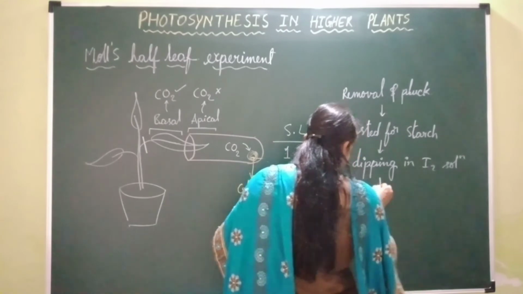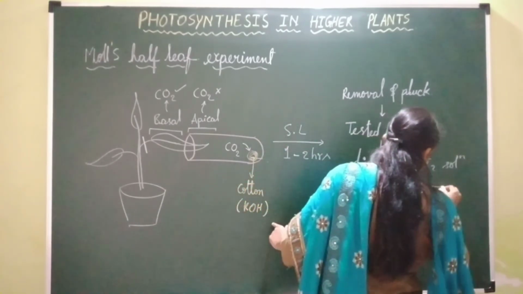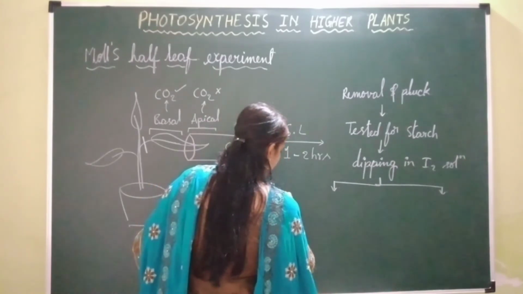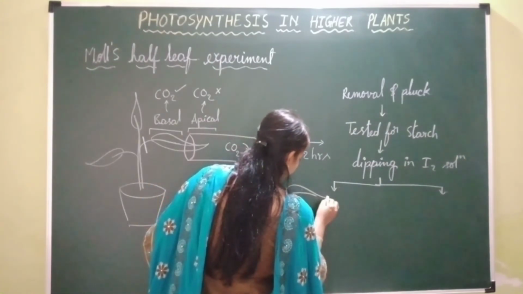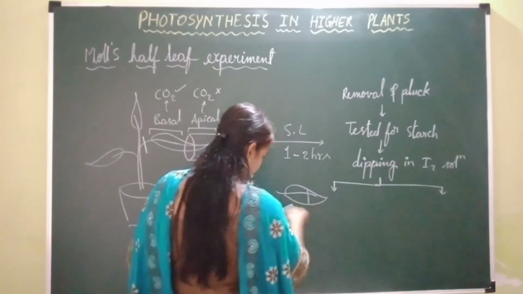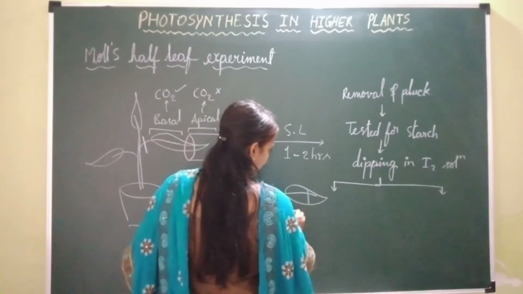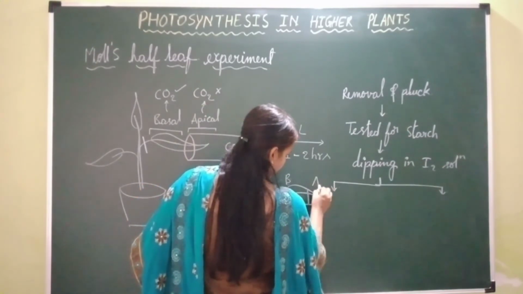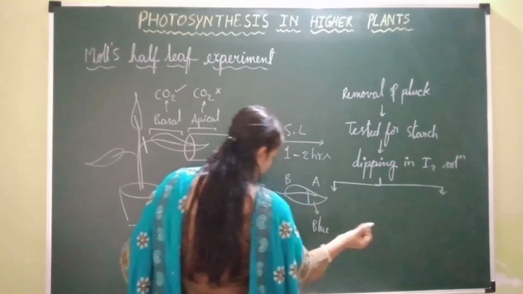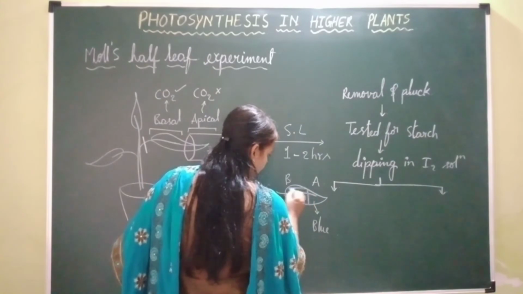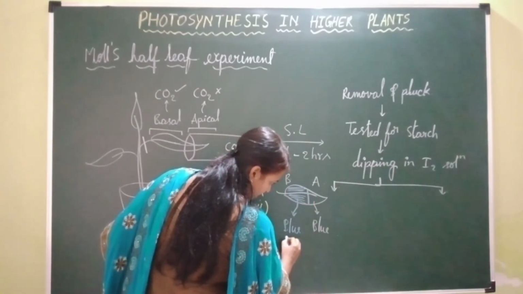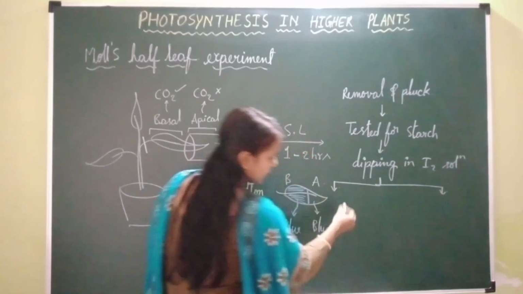So what happens in the basal part and what happens in the apical part of the leaf? Let's see. This is the apical part and this is the basal part. In the apical part, there is no blue color. But in the basal part, a blue colored appearance is seen.